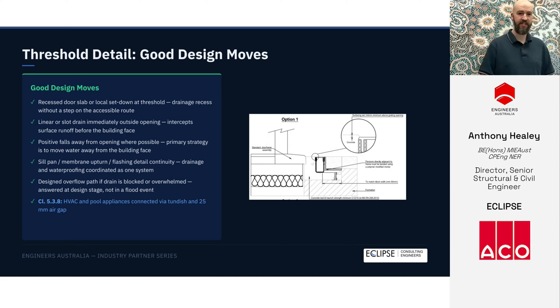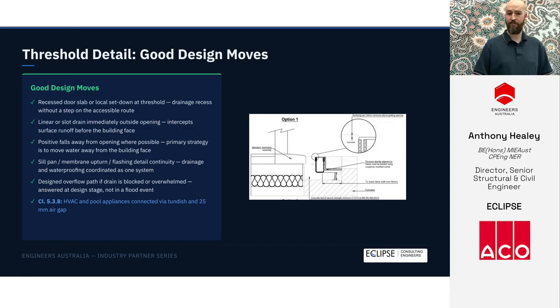Putting this together at the threshold detail level, there are 6 design moves that work well and a handful of failure modes that are the most common. Good design moves include a recessed door slab or a local set down, which creates a drainage recess without introducing a step on the accessible route, and a linear slot drain immediately outside the opening, intercepting surface runoff, with positive falls directed away from the opening wherever possible. Sill pans and membrane upturns detail continuity, which allows the waterproofing plane and drainage detail to be coordinated as a single system. A designed overflow path if the drain is blocked, and new in the 2025 code, clause 5.3.8 requires HVAC, condensate, and pool appliances to be connected via a tundish with a 25 mil air gap.